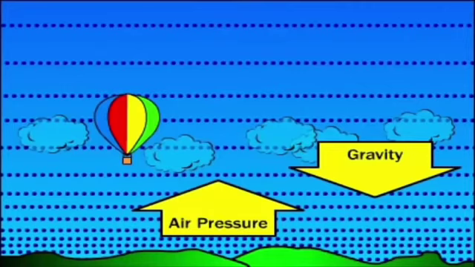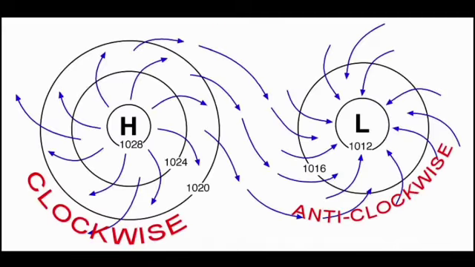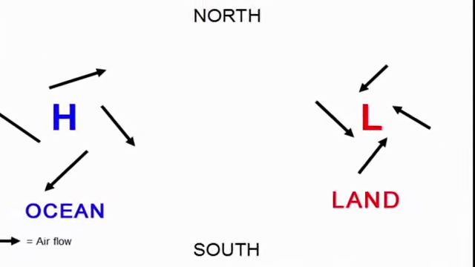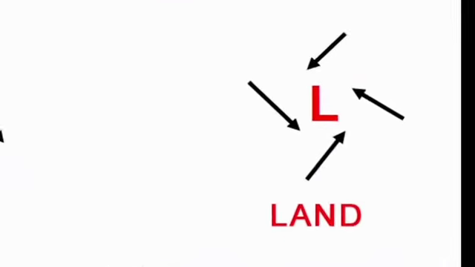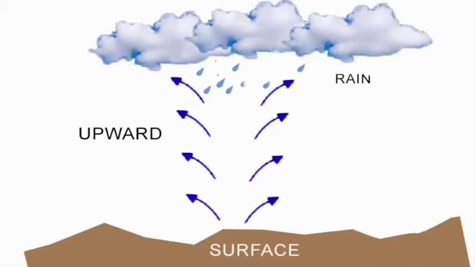Due to Earth's gravitational force, the airflow is directed inward toward the low pressure center and outward away from the high pressure center. Therefore, you can also say the wind in a high pressure system flows in a clockwise direction out of the center, while in a low pressure system, wind flows in an anti-clockwise direction towards the center. Now the inward moving of air in low pressure causes air to converge, and since it cannot move downward due to the surface, the air is forced to go upward, leading to condensation and precipitation, which is called rainfall.